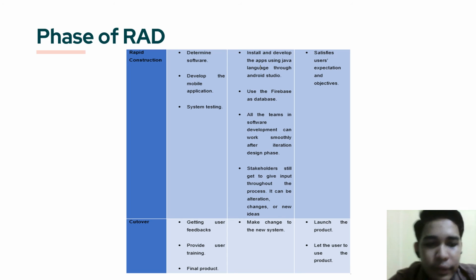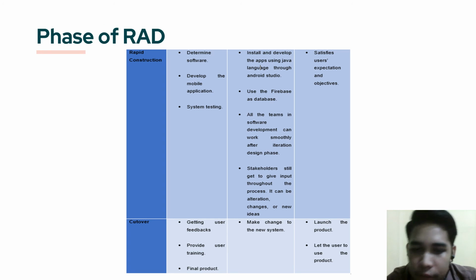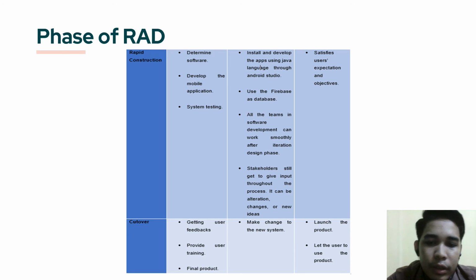And the last phase of RAD is cutover. This is the final phase where the product can be launched. Although the product has been launched, a survey of 10 questions is still provided to get feedback after using the mobile application from 20 users, and another 5 questions for 3 stakeholders, to know whether they are satisfied with the application or not. The questionnaire contains 4 criteria: functionality, usability, content, and reliability. The product will be improved after getting the feedback.